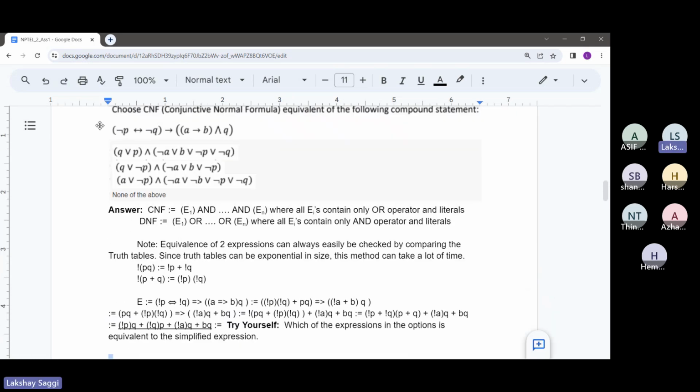So the main idea which I was referring to was just to open up this option A also and check whether these two have truth assignments at the same values.